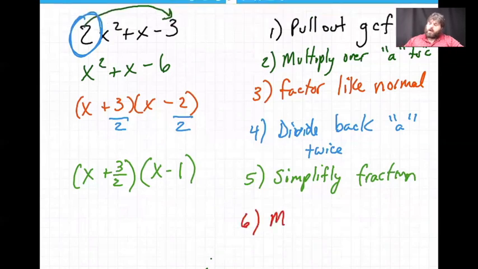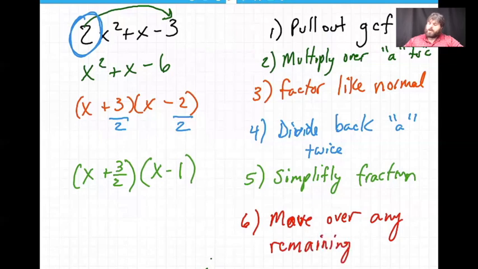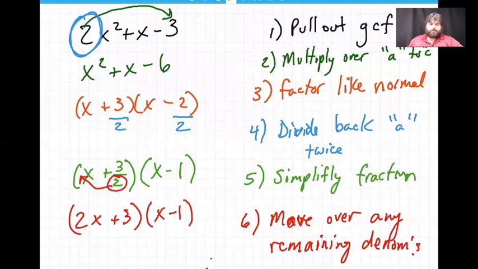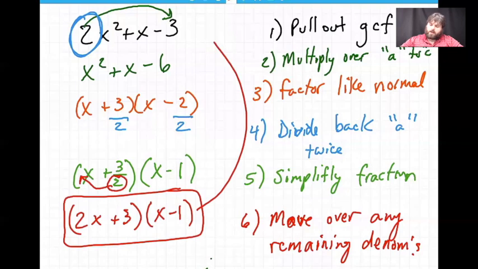Any remaining denominators move over. So if there's a denominator, remember denominator means the bottom, any denominator left over here, you got to move it over to the front of the x. So we're going to say 2x plus 3 times x minus 1. And that's it. That's the factored form of this quadratic equation from the very top. You could check it by multiplying it out, look at the same thing you started with.